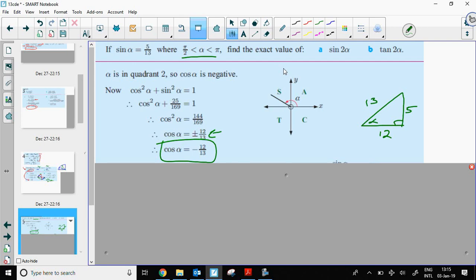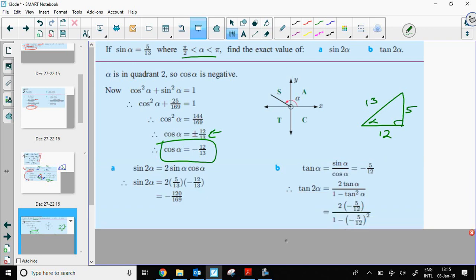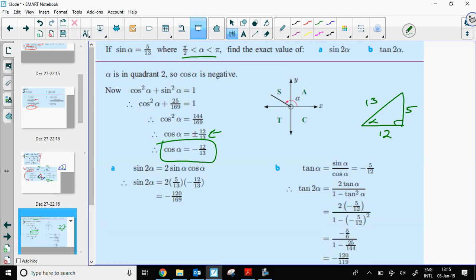Okay, anyway, now I think the rest of this should be pretty straightforward. We substitute in sine and cosine here, and we get a value for sine of 2 alpha. As far as tangent is concerned, tangent of 2 alpha requires us to know what tangent of alpha is first, so we'd work that out. Having calculated sine and cosine already, we can easily deduce what tangent is, and then we can just substitute that into its formula, do a little bit of simplification, and there we go.